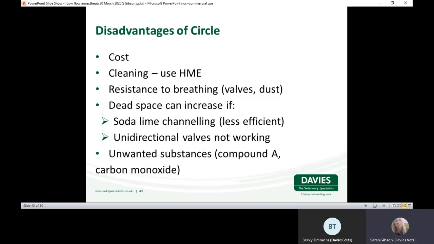We need to make sure that the unidirectional valves are working properly. And then there's also the disadvantage of the unwanted substances such as compound A and carbon monoxide, but in clinical practice these are not significant.